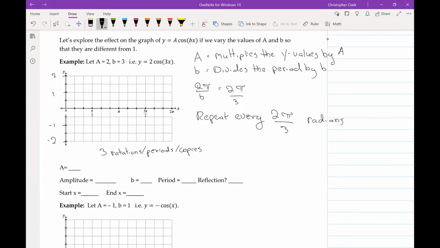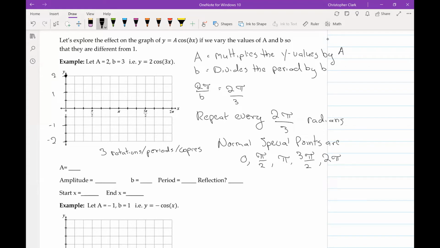If I just plug in 0, I get 3 times 0 is 0, cosine of 0 is 1 times 2, so we expect it to start off at 2. All right, that looks good. So how about, when is it going to be 0? Well, if we think of our normal special points, they are 0, pi over 2, pi, 3 pi over 2, and 2 pi.